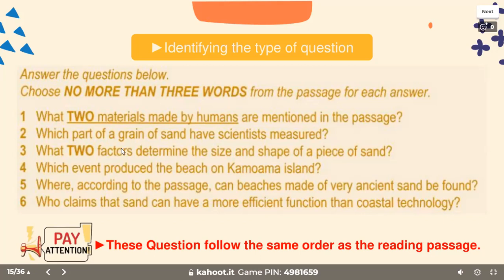Now, this question, so look at it. So we have what 2 materials made by humans are mentioned in the passage, and which part of the grain of sand have scientists measured? What 2 factors determine the size and shape of a piece of sand? Which event produced the beach on Kamuama Island, where, according to the passage, can beaches made of very ancient sand be found? Who claims that sand can have a more efficient function than coastal technology? Now, these questions, are they about the main idea or the details?